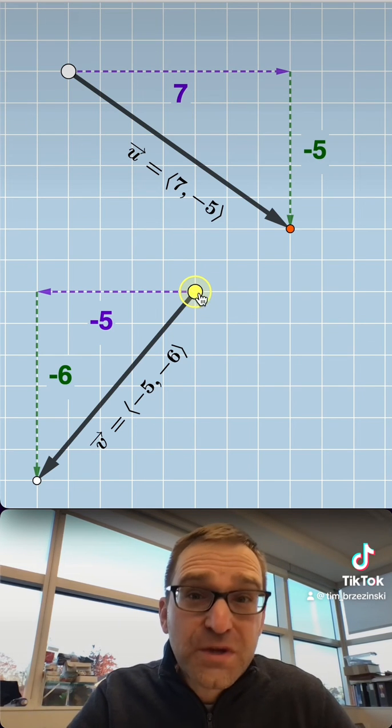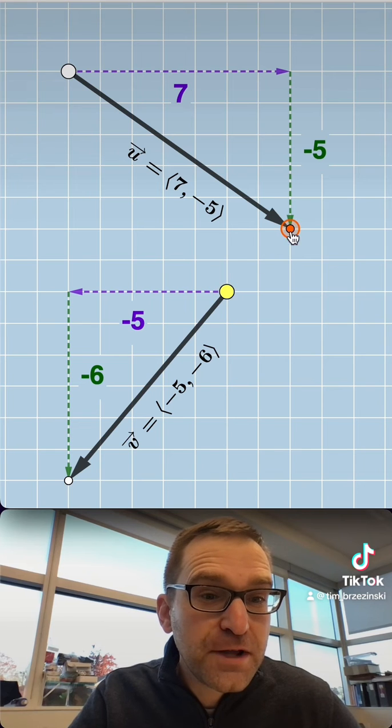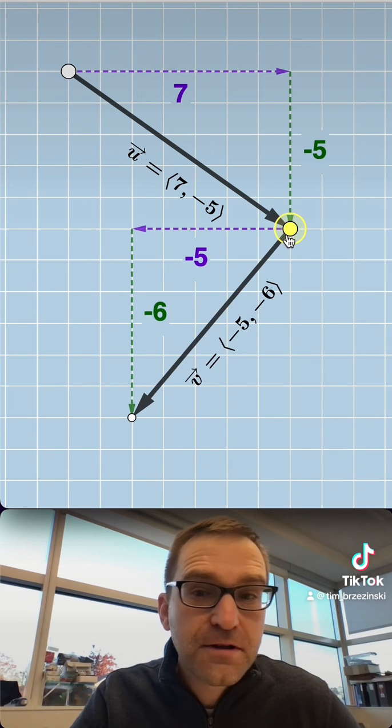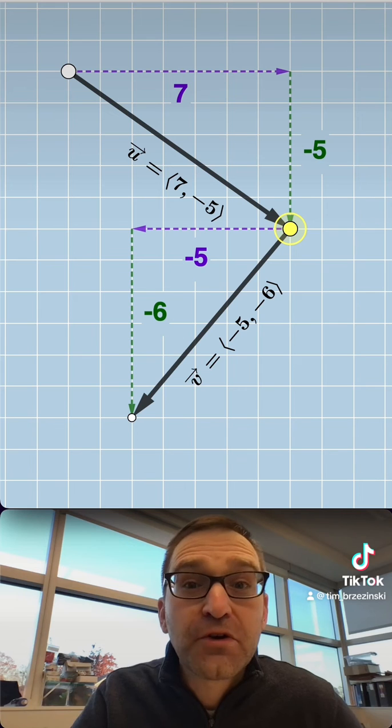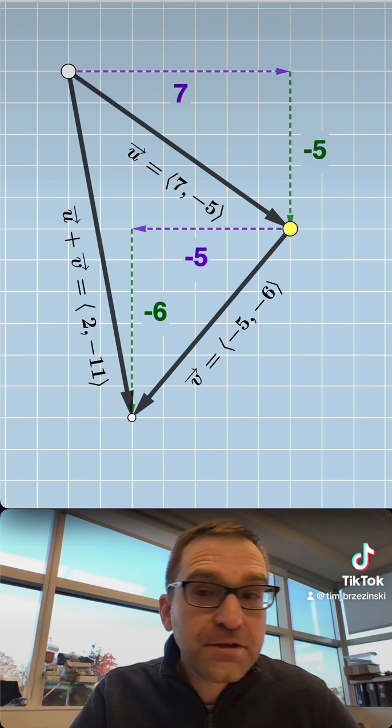Well, geometrically, we can add vectors using the tip-to-tail method. If you take the tip of one and put it at the tail of another, like so, you can actually form what we call the resultant vector right here. You take it from the tip of one to the tail of the final, and look at this right here. You actually have the vector 2, -11.